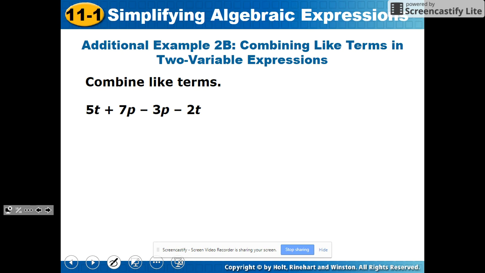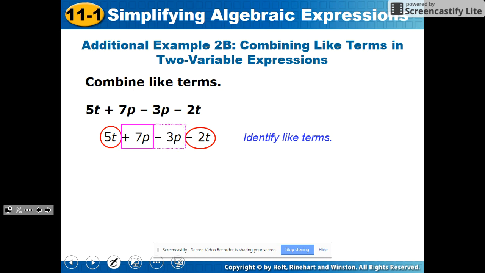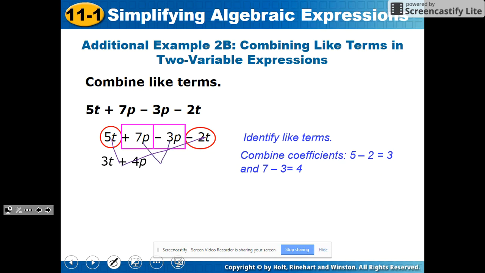Example 2b, you have 5t plus 7p minus 3p minus 2t. First thing you're going to do is identify the terms. I always circle them. So you've got positive 5t, negative 2t, positive 7p, and negative 3p. So you're going to combine those like terms. So here you've got the t's and then you've got the p's there. So that's 3t because 5 minus 2 is 3, and 7 minus 3 is 4, so 4p.